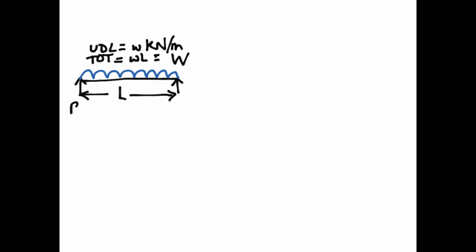And the reactions at this bridge are R1 and R2, which are very simple to call up because we've got a bridge that is simply supported. It has a UDL on it, which is evenly distributed across the whole length. So reaction at 1 is going to be equal to the reaction at 2, which is half the total load on the bridge, which is therefore wL upon 2. Okay, so we're now going to go into the shear forces.